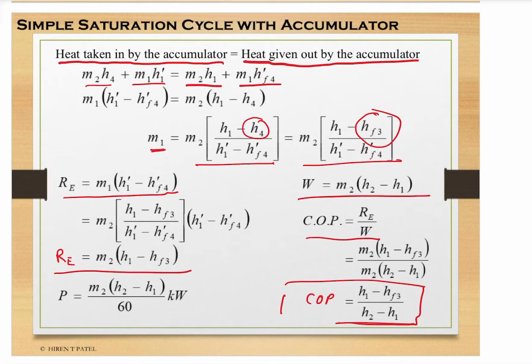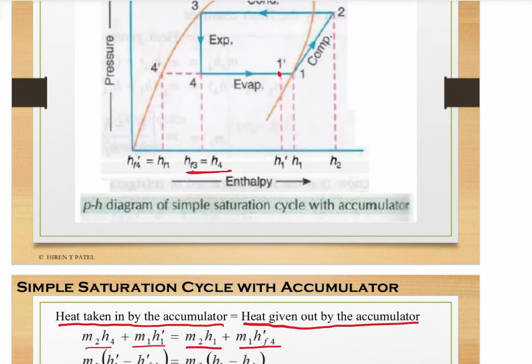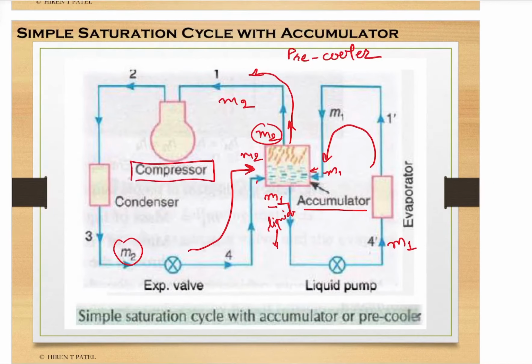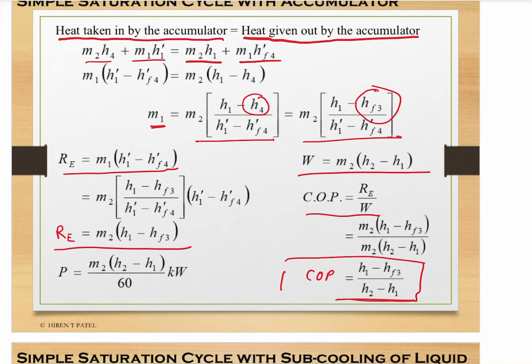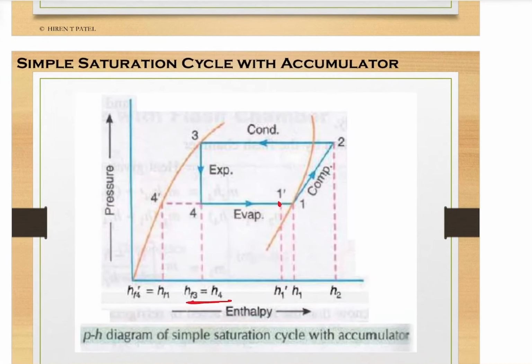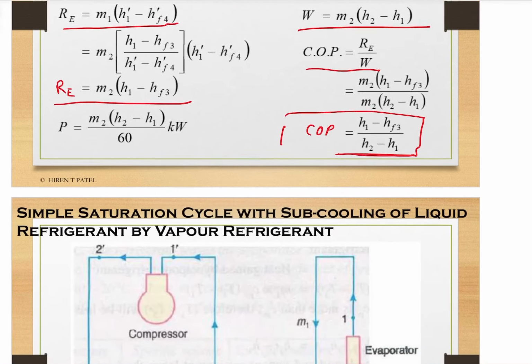So the benefit of using the accumulator is only to protect against liquid refrigerant flowing into the compressor, and thus dry compression is always ensured, and there is the benefit of no failure of the system by compressing the liquid refrigerant. So only dry saturated vapor is transferred into the compressor. So that is the main benefit of the system.